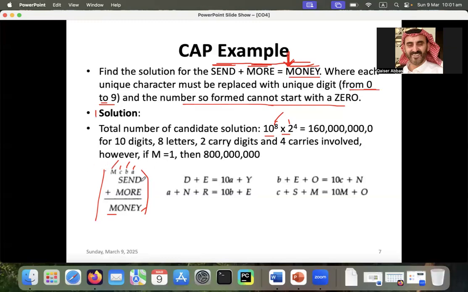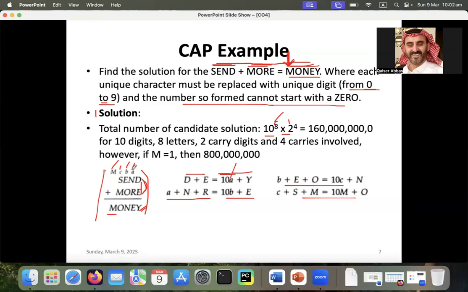You can form the equation D plus E is equal to 10A plus Y. If after the addition of D and E the digit is more than 10, then you write 10A, where A is the carry going next, and then plus this Y. So this is the normal equation for addition. Similarly, you can form the equation A plus N plus R is equal to 10B plus E, which is written here. Similarly for all the others.